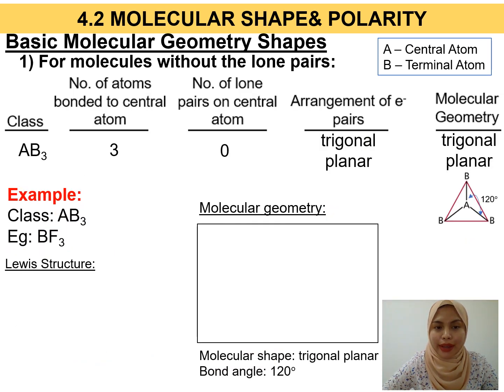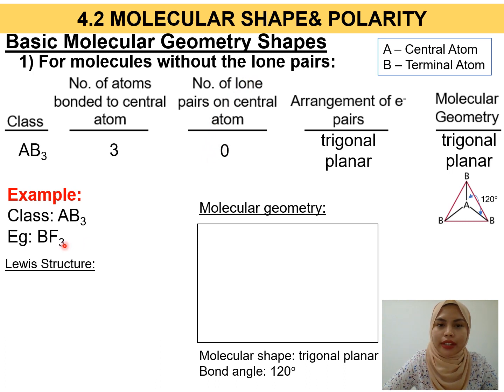Okay, so the next basic molecular geometry shape that you need to know is trigonal planar. Trigonal planar has a shape that is indeed trigonal, and it is planar because it lies on a plane, like a sheet of paper, something like that, with a bond angle of 120 degrees. So basically a molecule with a trigonal planar shape, or electron pair arrangement, belongs to class AB3, where the molecule has only 1 central atom and 3 terminal atoms. Again, for the basic molecular geometry shapes, there will be no lone pair on the central atom.